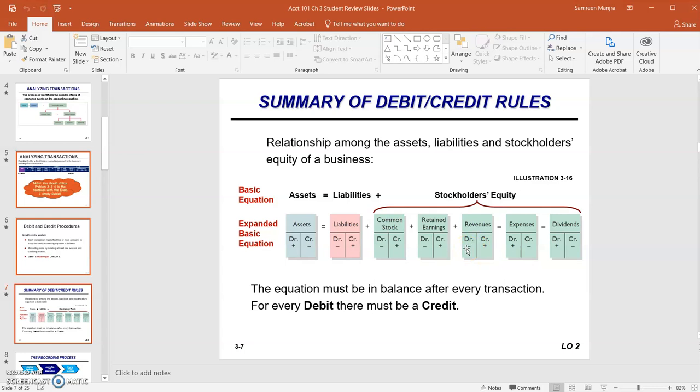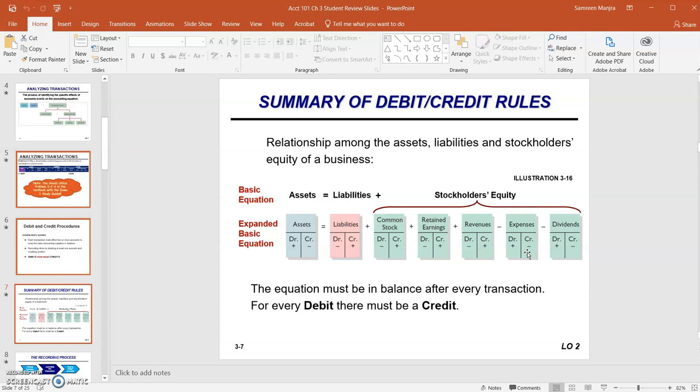And then we get to something that's a little bit interesting. With our expenses and dividends, these are going to decrease our retained earnings, and therefore they're going to decrease the stockholders' equity. So the signs or the terms are going to be the opposite. So when it comes to your expenses and dividends, they increase with debits and they decrease with credits.